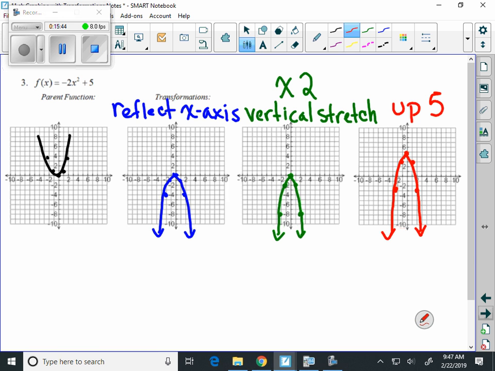And here is our picture. Again, let me stress. One transformation, then draw the graph. Next transformation, draw the graph. Read the equation left to right.